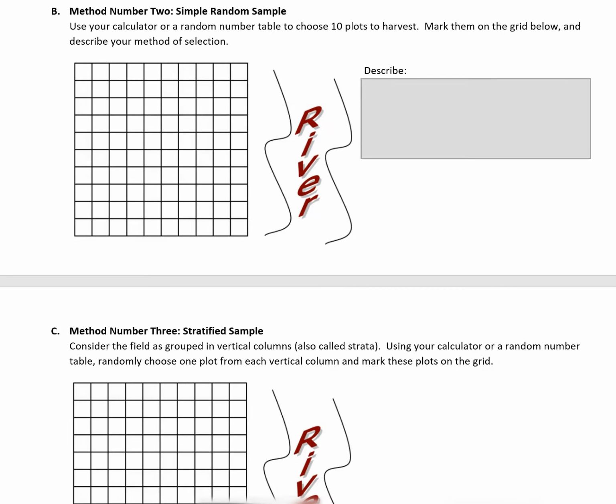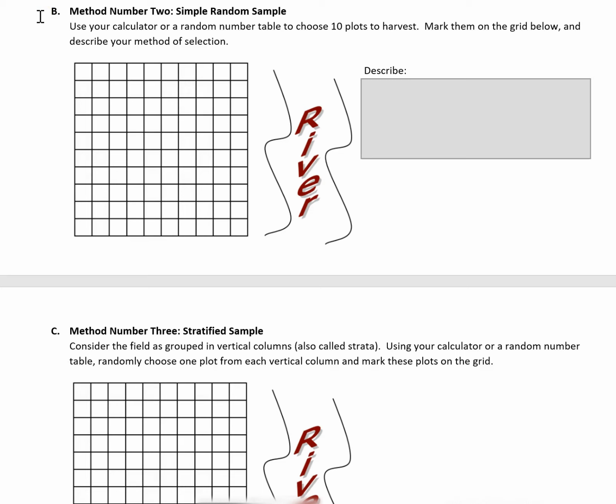So method two, we're going to look at a simple random sample. So it's telling us to use our calculator, or we could use a random number table. Let's just go ahead and use our calculator since it's a lot easier. We're going to choose 10 plots to harvest. Make sure you mark them, and we need to describe our selection. So let's go ahead and describe first.